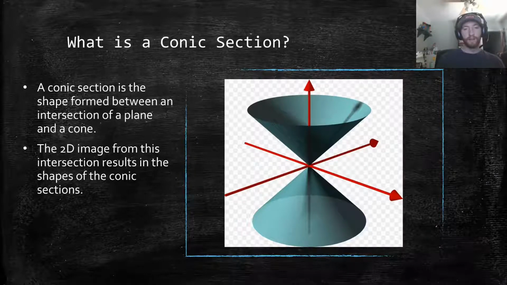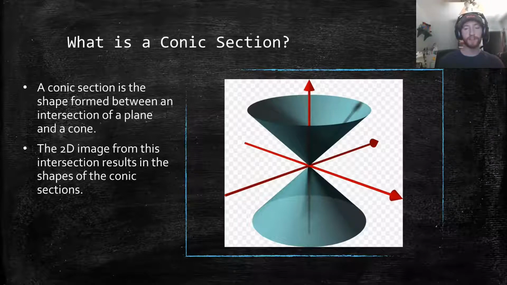So now that we know what our weird looking double-sided ice cream cone thing is, what we're going to do today is we're going to imagine we have a very flat plane, like a sheet of paper, and we are going to cut across this cone in a bunch of different orientations. And what that will do is it will create a bunch of unique shapes for us. And these 2D images that we're going to create when we cut it, these are what are called conic sections. So a conic section is a shape formed between an intersection of a plane and a cone, and the 2D image of this intersection results in the shapes of the specific conic sections.